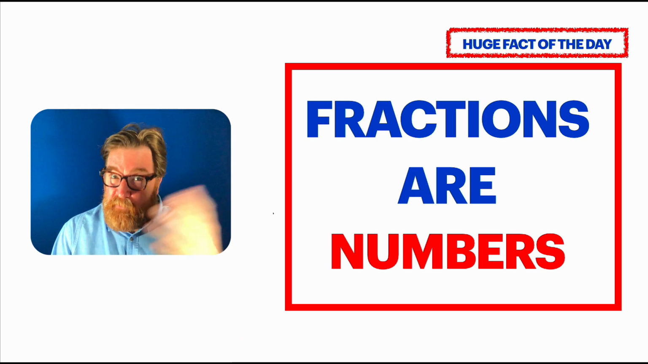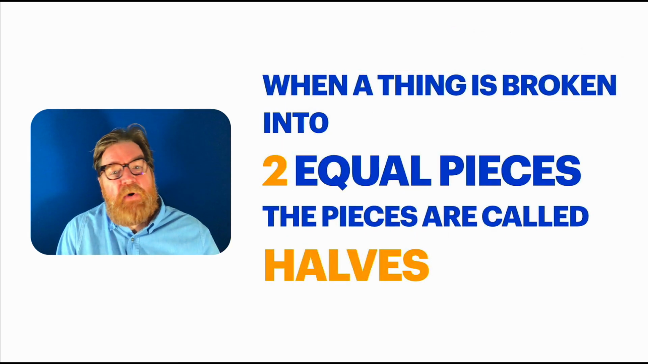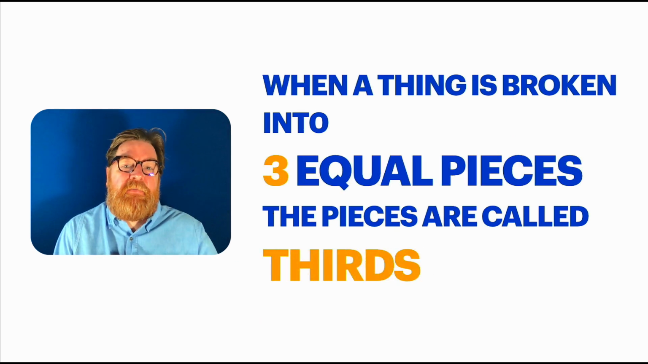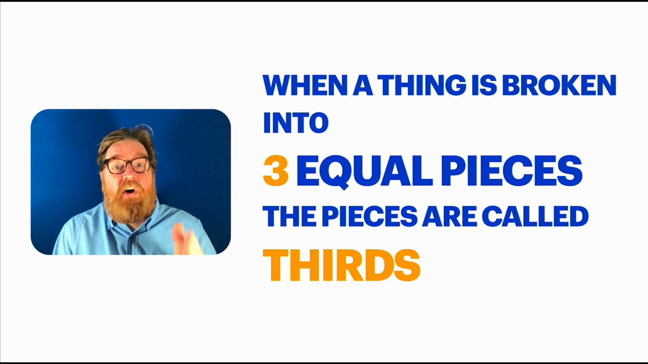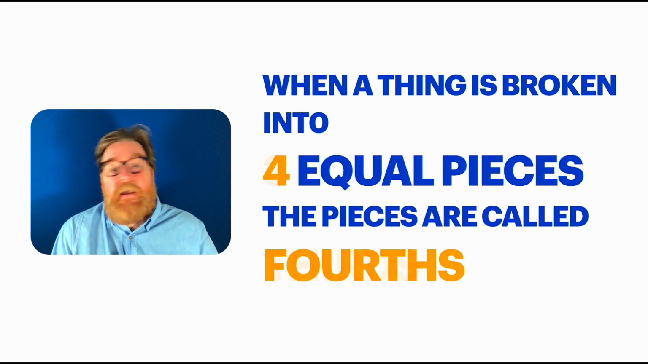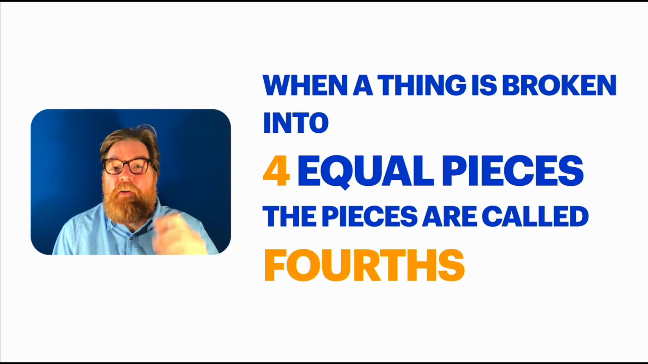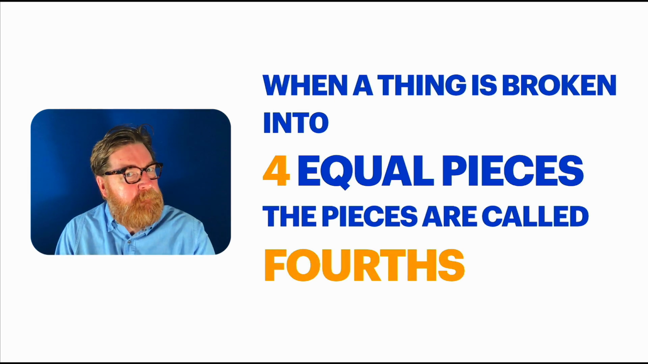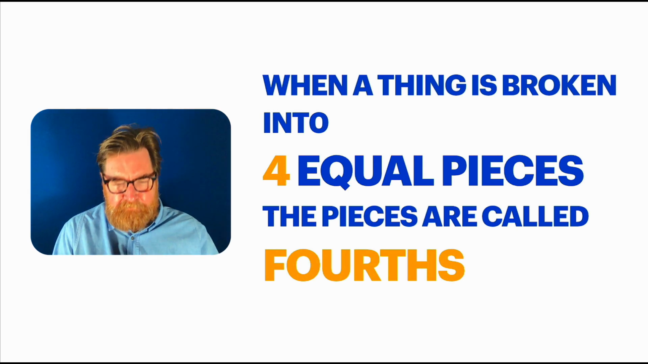So, for example, going with this parts of things idea, if you take a thing and break it up into 2 equal pieces, then we call those pieces halves. If you break it up into 3 equal pieces, then the pieces are called thirds. And if you break it up into 4 equal pieces, then the pieces are called fourths, etc. So it's about breaking them up into those equal pieces.